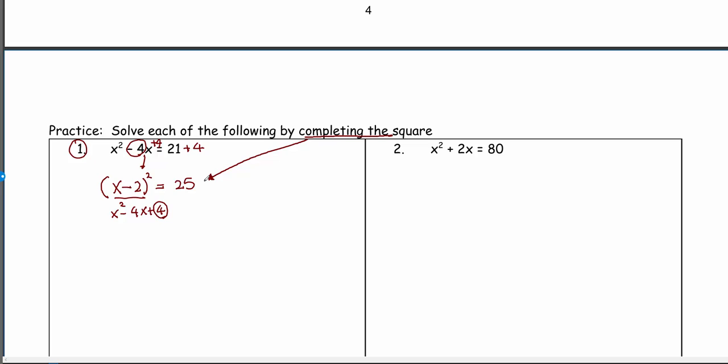From this complete square, we're gonna find the x minus 2 value. x minus 2 is plus or minus the square root of 25, so that is plus or minus 5. One is positive 5, the other one is negative 5. Now the value of x: we add 2 again, because we need to find the value of x. So 5 plus 2 is 7, and negative 5 plus 2 is negative 3. That's the solution.